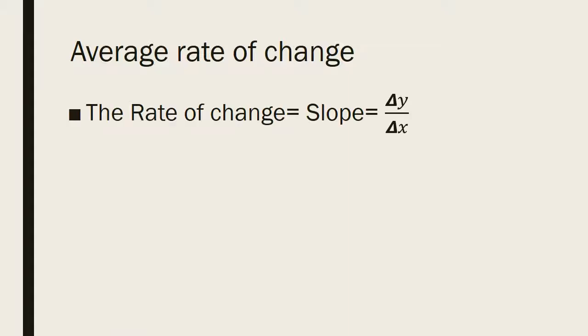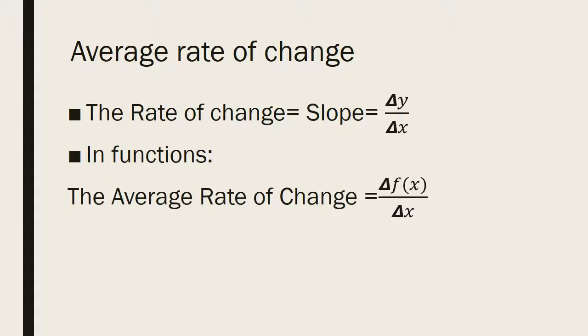We talked about the rate of change when we talked about linear equations. But now we're going to talk about the average rate of change because we are working with nonlinear graphs now. So we know from the past that the rate of change is equal to the slope, and it's the difference in the y over the difference in the x. And in this case, since we're talking about functions, we're going to talk about the average rate of change, which is equal to the difference in f of x divided by the difference in x.